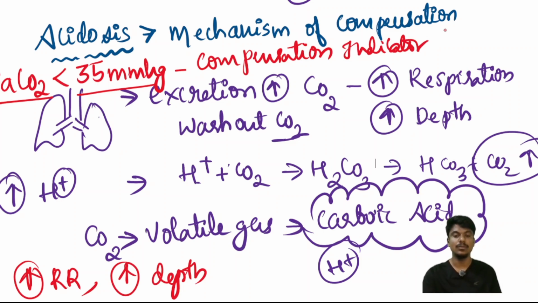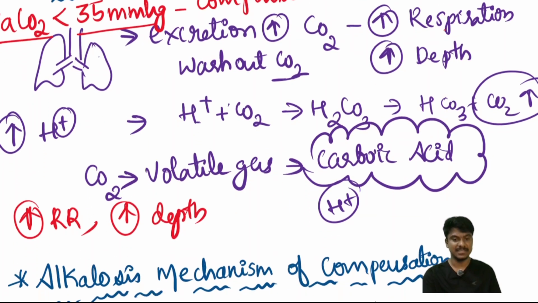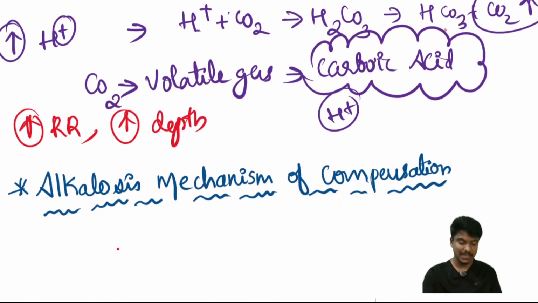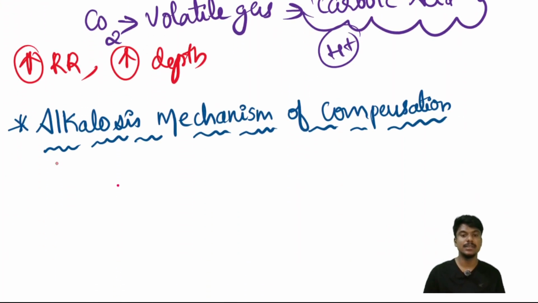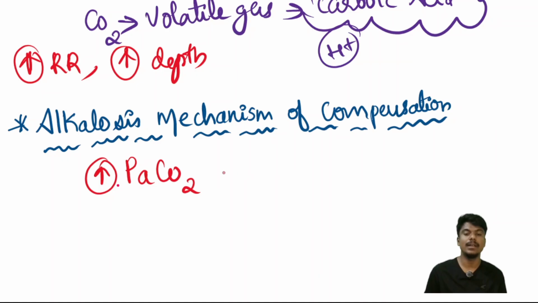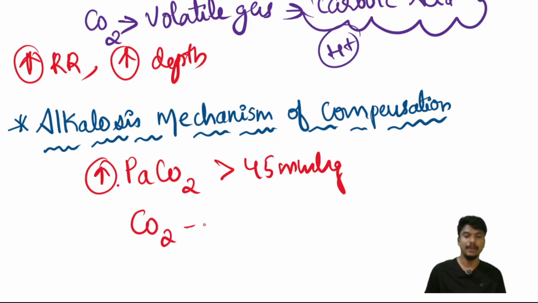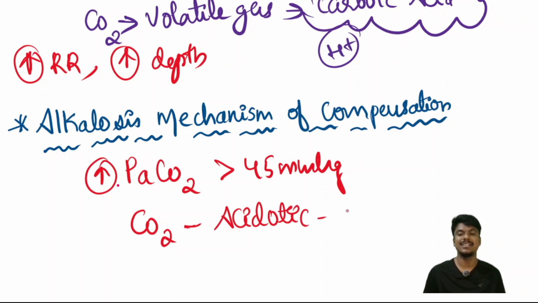Next, we'll see how the lungs are going to respond to alkalosis. Here, there will be increased retention. Now our target is to increase the PCO2 level, more than 45 mmHg. I told you CO2 is an acid gas. It is acidotic. It will form carbonic acid.